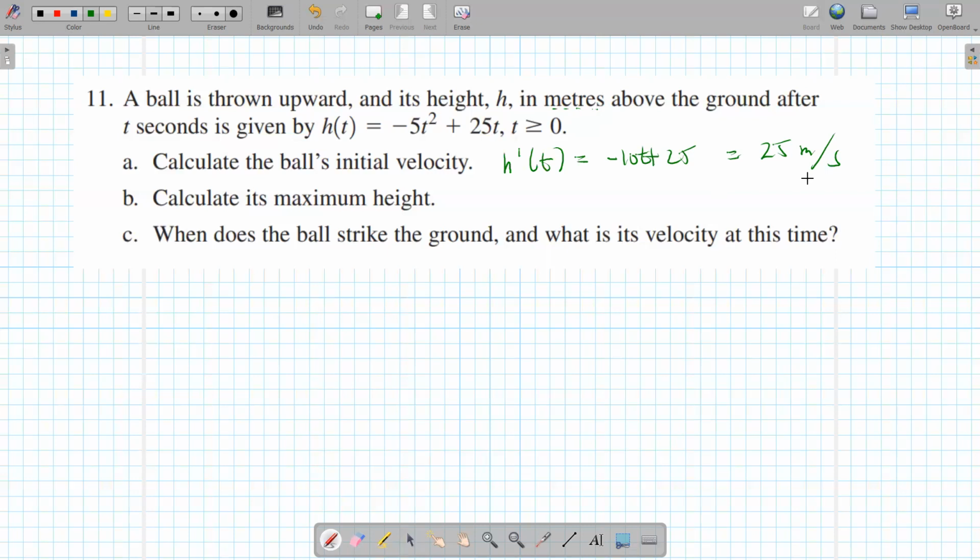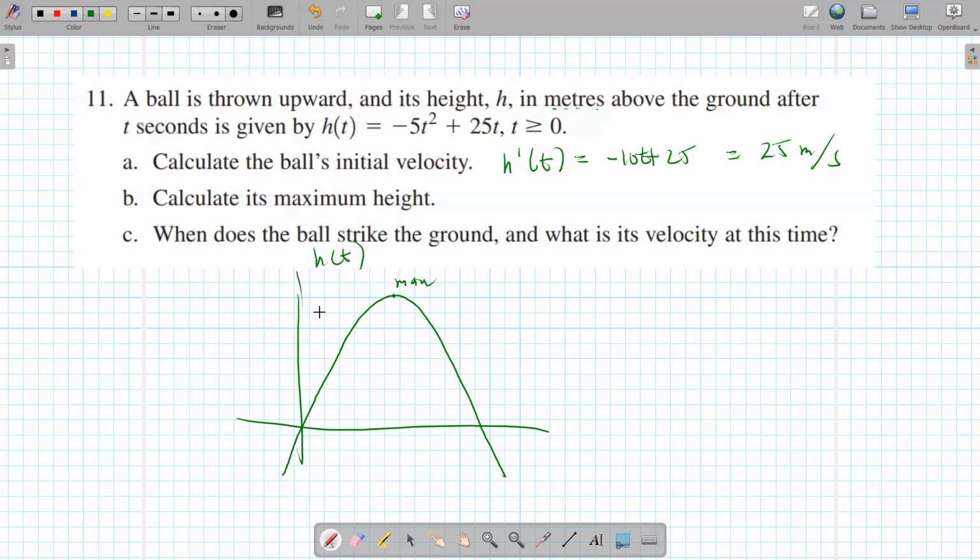Part B, calculate the maximum height. Now, if you graph h of t, you get something like this, okay? This is the maximum height. This is h of t, the position function. What happens at its maximum height? Something is 0. The slope. The slope is 0, right? So you see this right here? This is the slope function. We set this equal to 0 and solve for t. What do we get if you solve for t?